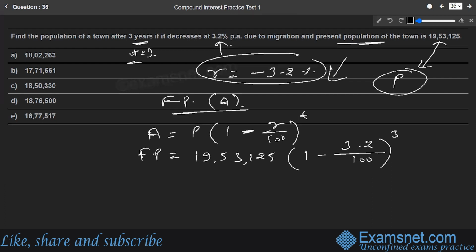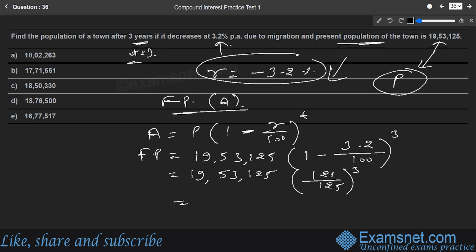Okay, so we need to solve this equation further. So let us do it. So it is going to be 19,53,125 for now. And how much is this going to be? It's 3.2 by 100, which can be written as 32 by 1000. And 1 minus 32 by 1000 is going to be 121 divided by 125 if we cut this finally, and power 3. So now we need to solve this equation further.